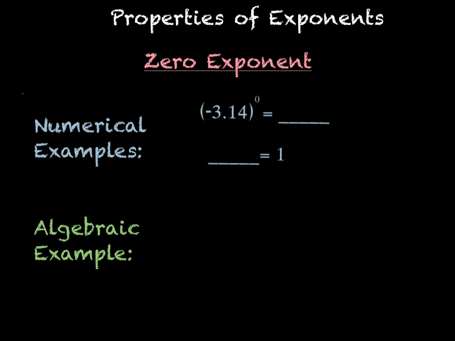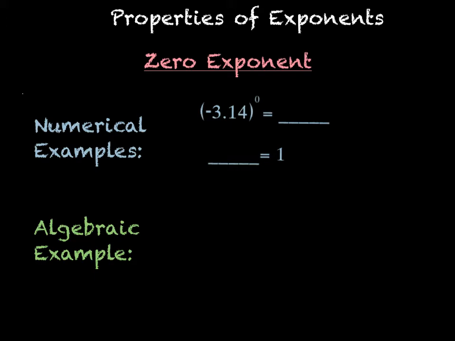Properties of exponents. We're going to talk now about the different properties that we have of exponents. The first exponent is probably the easiest one, the zero exponent. And that one just means that any number or anything to the zero power is just going to be 1.